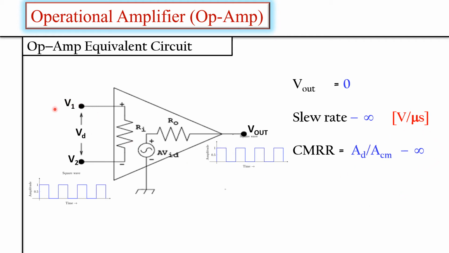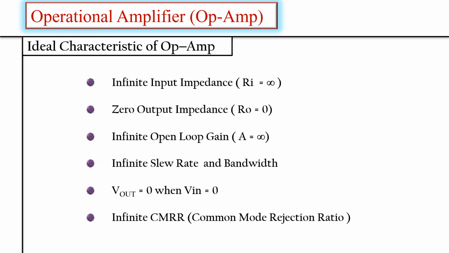When a common voltage is applied, such as noise or electromagnetic interference, it gets amplified at the output. To reject this is nothing but the common mode rejection ratio, that is, to suppress the common mode input voltage. So we have seen the characteristics of the op-amp. Here is the list of different ideal op-amp characteristics.